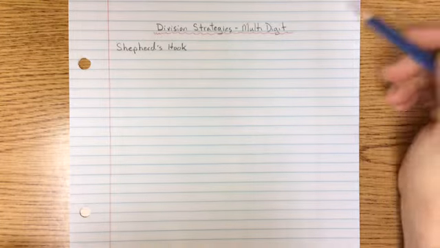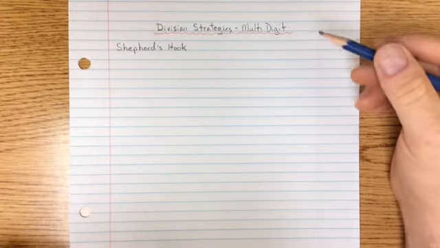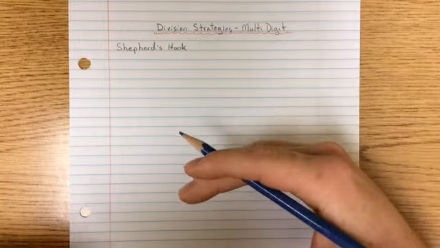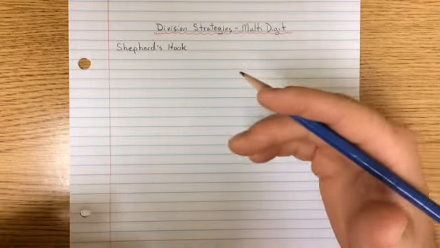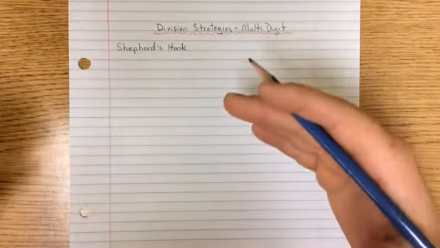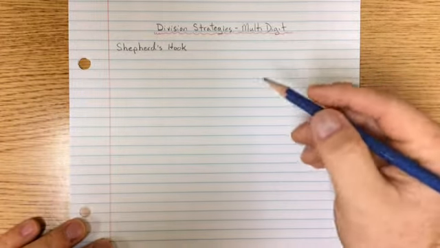Our next lesson is for division strategies regarding multi-digit numbers, so basically larger numbers. And division as a simple computation, it's always just a repeated subtraction. We're just continually taking away until we can break down a number.